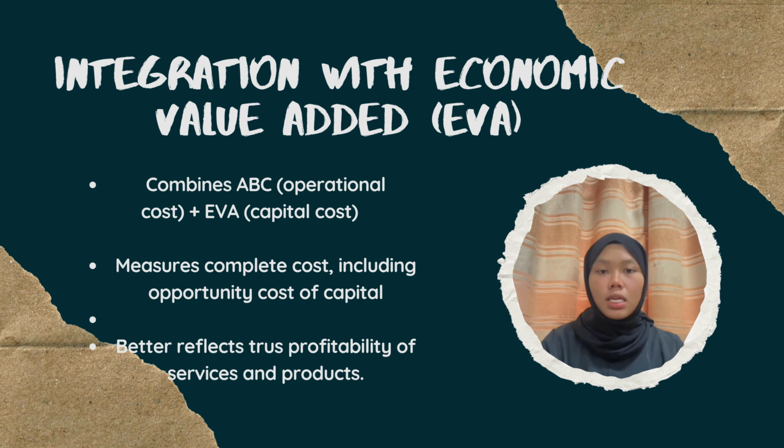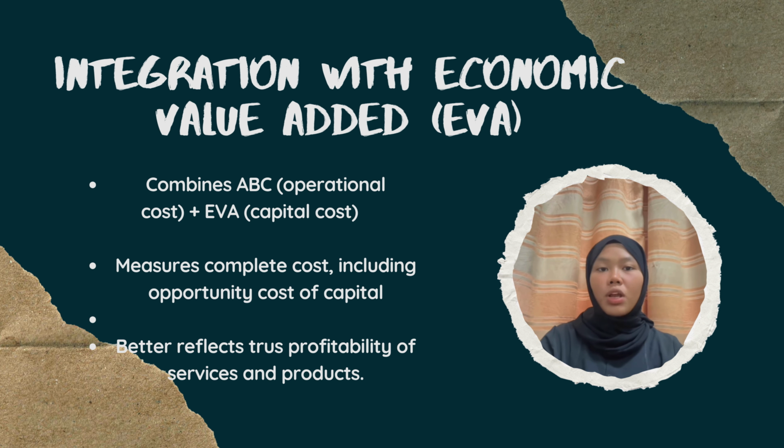Next, ABC evolved again with the integration of economic value added, EVA, a financial metric that considers not only operational costs but also the cost of capital. While ABC focused on cost management, EVA brought in the perspective of investment efficiency. By combining the two, companies could understand both their operational effectiveness and how well they use capital. The ABC-EVA system enabled more complete profitability analysis, helping businesses make better investment decisions, evaluate product and service returns, and manage their financial risk more effectively.